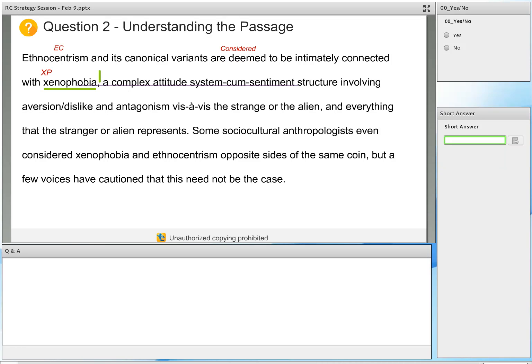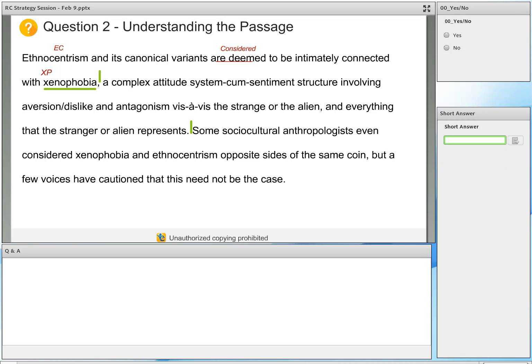Look what I'm doing. As I'm reading this sentence, I am using my own simple words to translate it, and when I do that, it gets registered in my mind. In my notes, I can simply write EC and others linked with XP. Now, a complex attitude system cum sentiment structure involving aversion, dislike, and antagonism vis-a-vis the strange and everything that the stranger or alien represents. I read quite a bit of information, so let me break it down a little bit more.